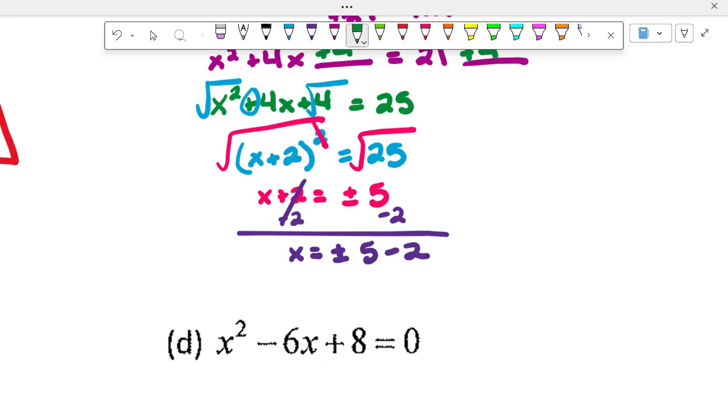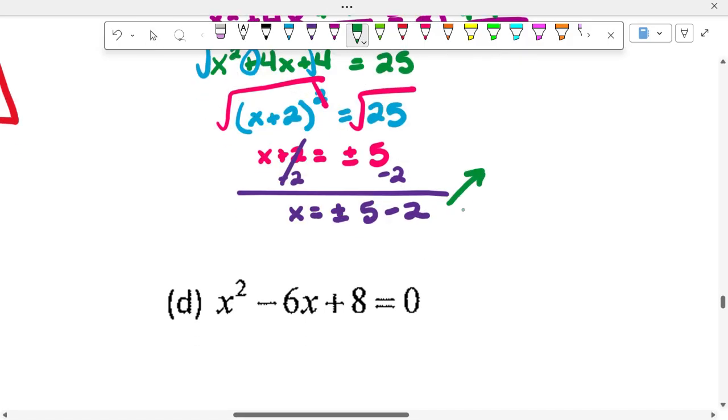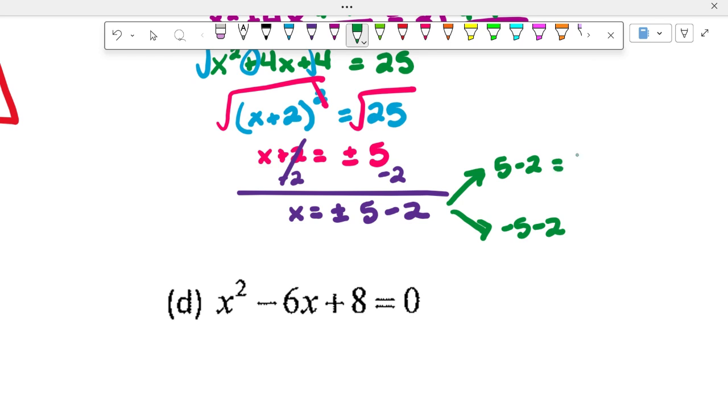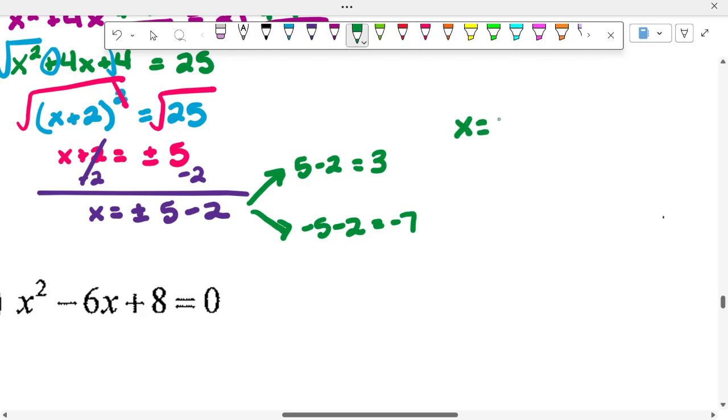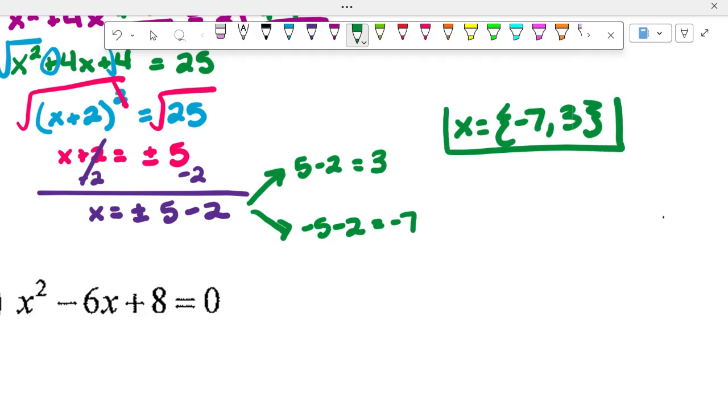What's my final step to finish it up? Break apart the plus minus. So I have 5 minus 2, negative 5 minus 2. What's 5 minus 2? Negative 5 minus 2. So x is equal to the set of negative 7 and 3. Any questions?